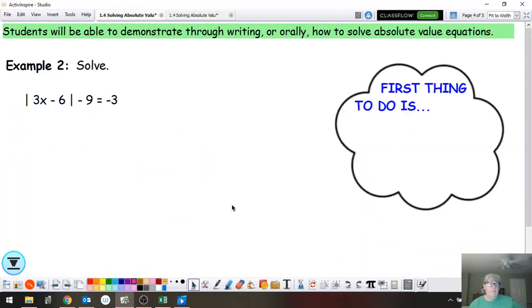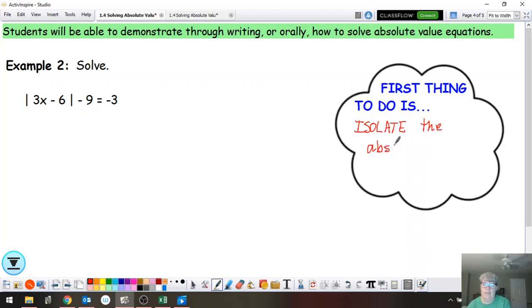But what if it isn't just an absolute value on one side of the equation? What if something's being done to that absolute value? What should we do first? First thing we should do is isolate, I'm going to put that in all caps because it's very important, isolate the absolute value.